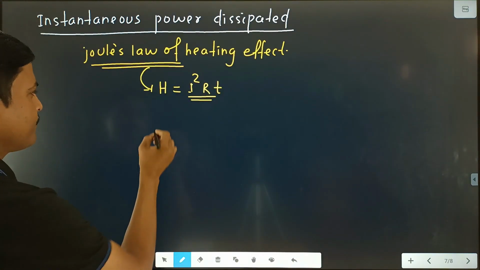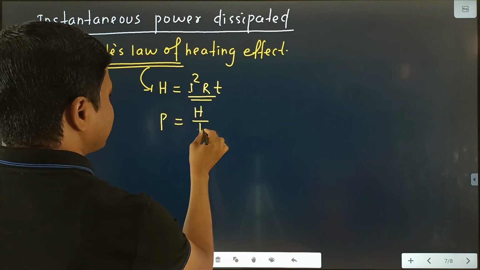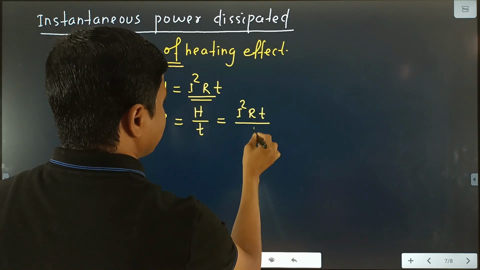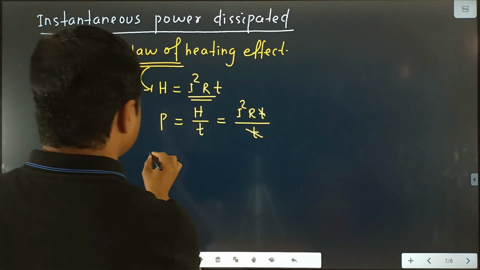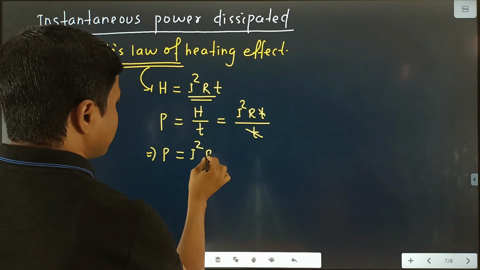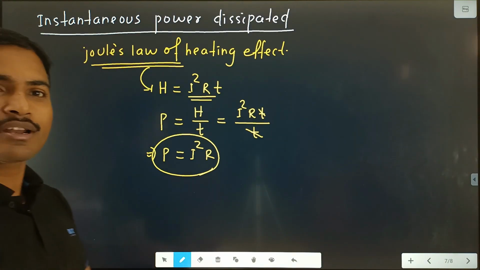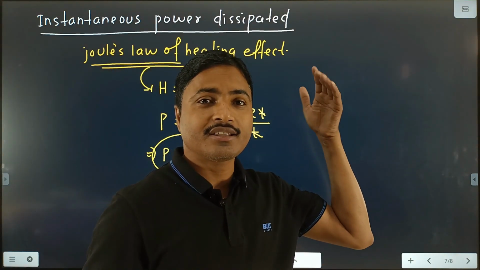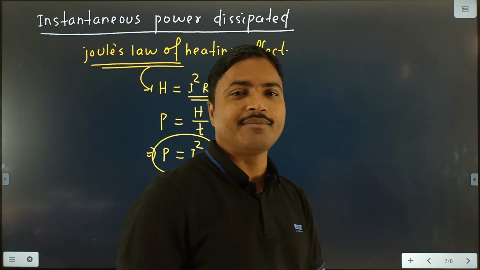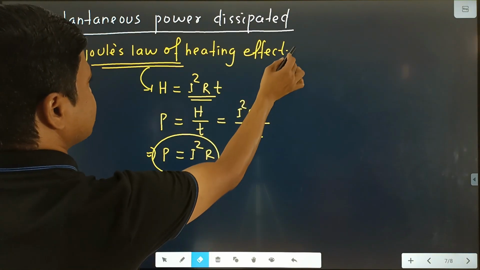Then what is the power? For power P, we write the heat produced divided by time T. So we write I square R T divided by time T. T cancels. Simply we write power P is equal to I square multiplied by R. This is the expression for power consumed, and here we will calculate the instantaneous value of power consumed at any instant of time t. This is the mathematical expression, and we use this expression.